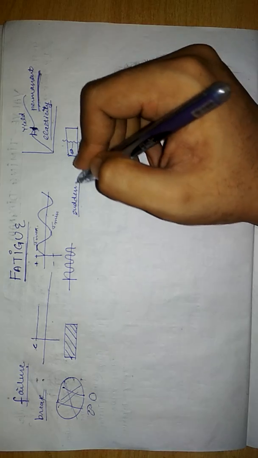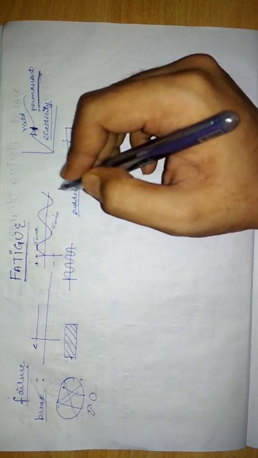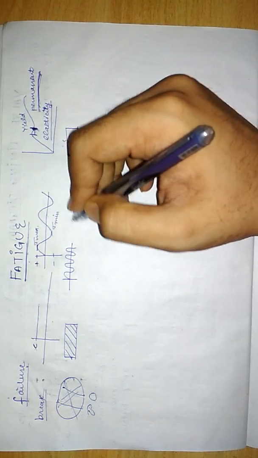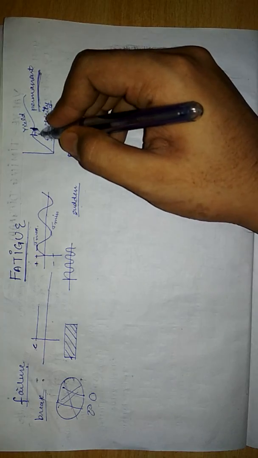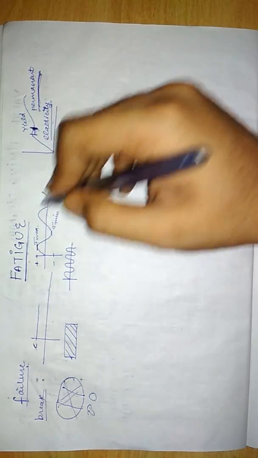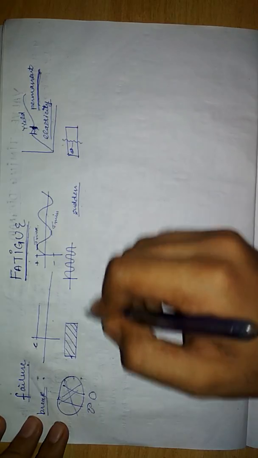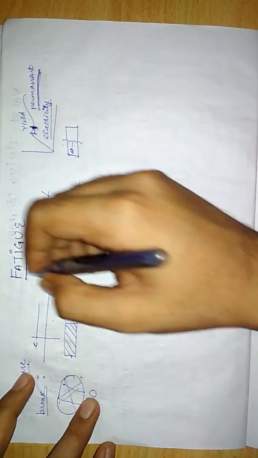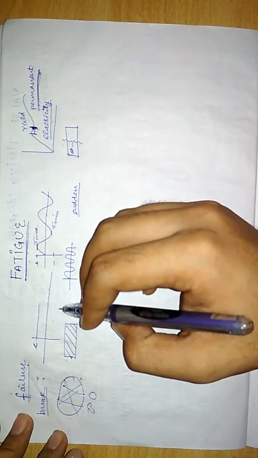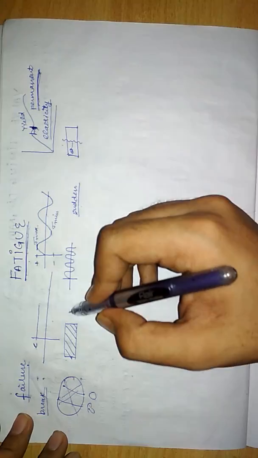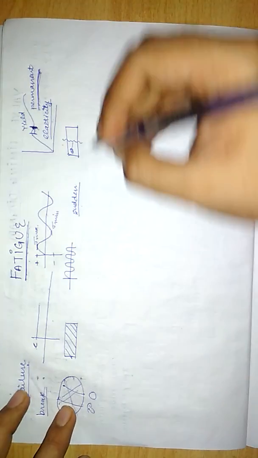When a material is subjected to repeated stresses, it fails at stresses below the yield point. Such type of failure of material is fatigue. So fatigue, I think, is clear. What is fatigue? Fatigue is breakage or failure of material before its yield point when applied with repeated stresses or cyclic loading. And what is cyclic loading?